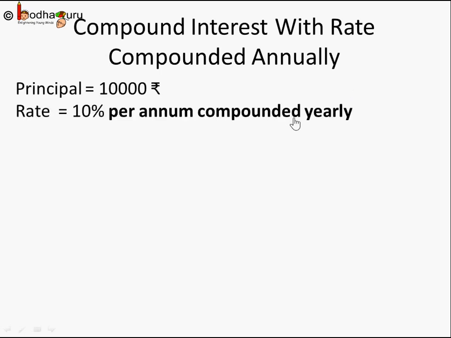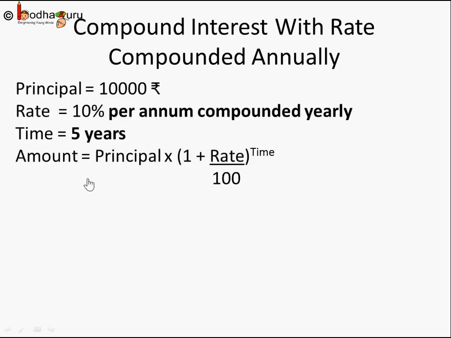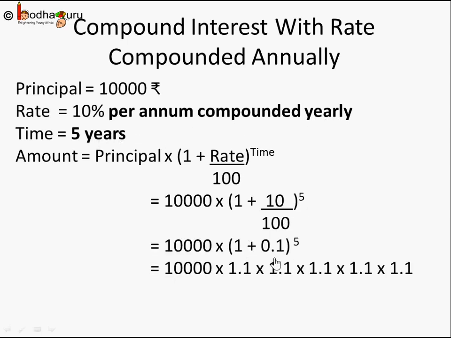And using the formula we can do the same thing. Principal into 1 plus rate by 100 to the power time. You put the values. 10 is the rate of interest, 5 is the years, compounded annually. So this is year, compounded yearly means annually means yearly. So this is years, this is also years, so no problem. And you can find out 10,000 into 1.1 to the power 5. 1 plus 0.1 is 1.1, 5 times. Value is 16,105 is the amount, and interest is amount minus principal, which is 6,105.